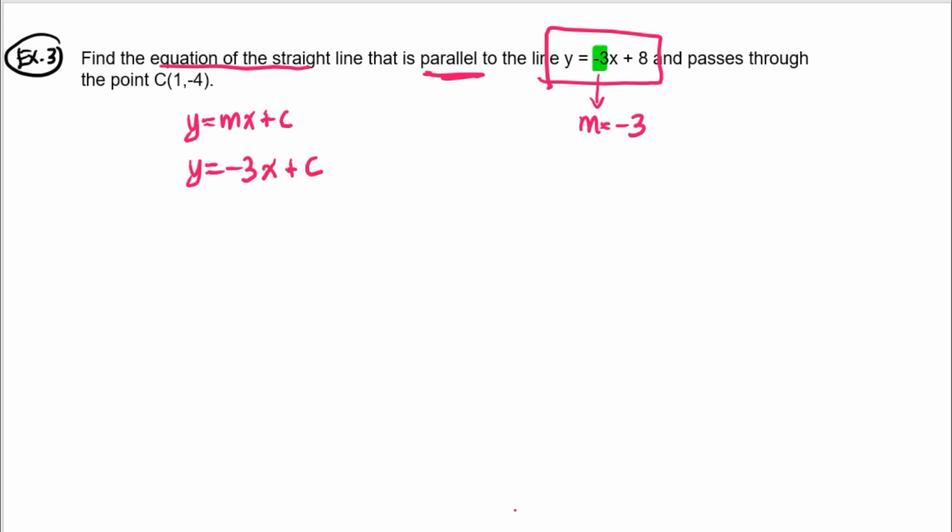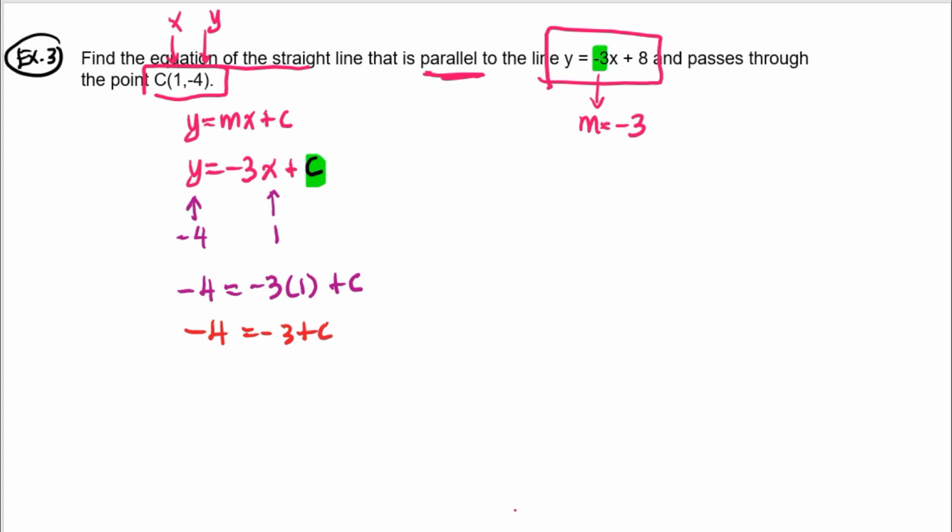Right now we just need to find the value for c. So how to find the value for c? Because this line passes through the point C, we can substitute the x and y coordinates with 1 and -4. So we substitute -4 for y and 1 for x, and we have -4 equal to -3 multiplied by 1 plus c. Therefore -4 equals -3 plus c. Therefore c is -4 plus 3, which is equal to -1. So we got the value for c, which is -1.